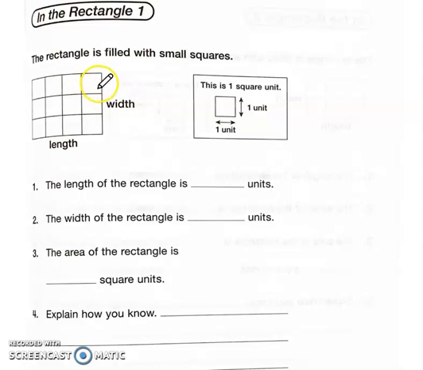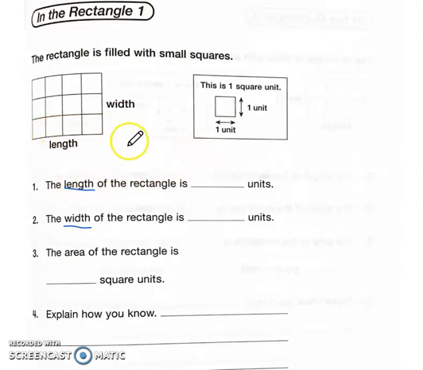You'll be dealing with rectangles, and each square we're going to refer to as a square unit. So we don't have a centimeter or an inch or anything like that. We're just going to call them units, okay? But keep in mind that in a square unit, when you're looking at the length and the width, you're looking at the sides, okay?